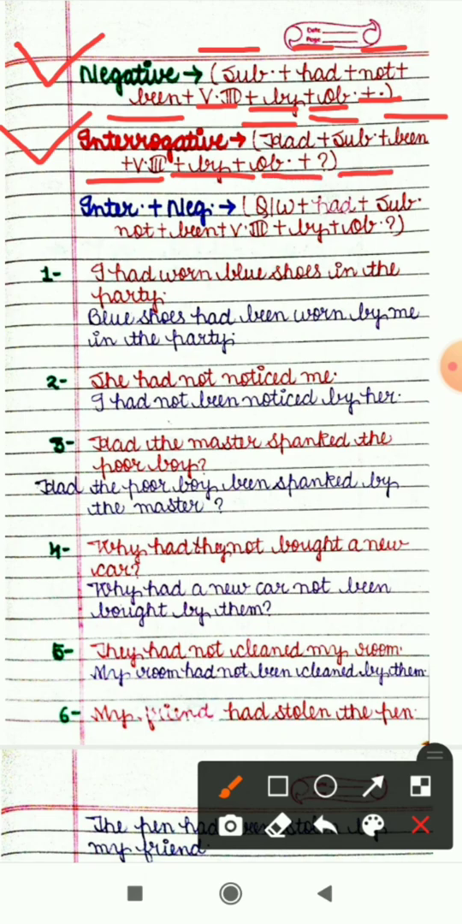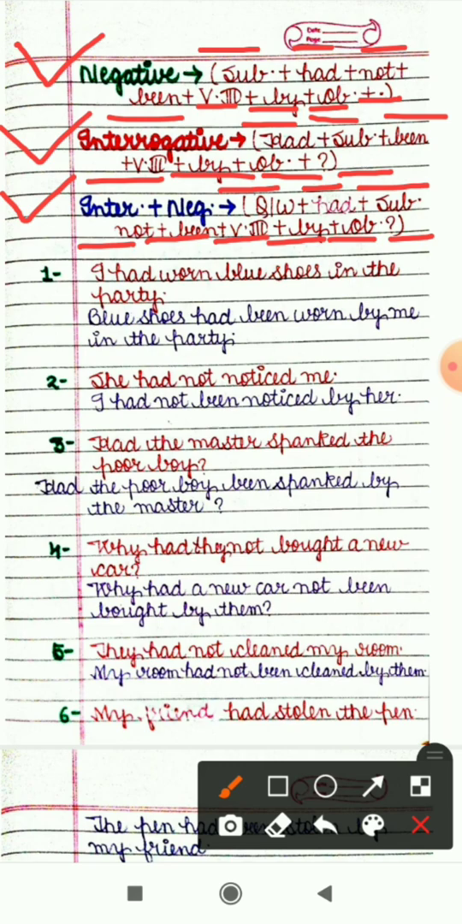And the last formula is of interrogative plus negative sentences which have question words also. So question words will remain same at their places, then had, then new subject, then not, then been, verb third form plus by, then new object, and in the last question mark.